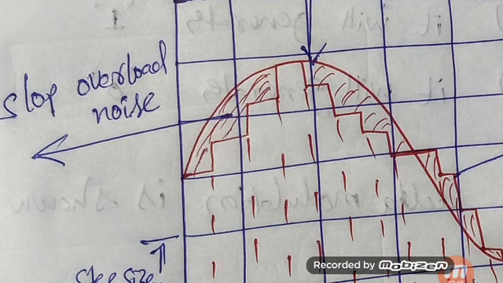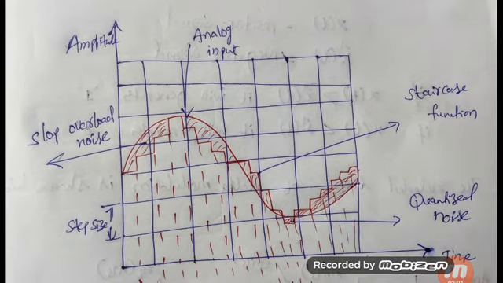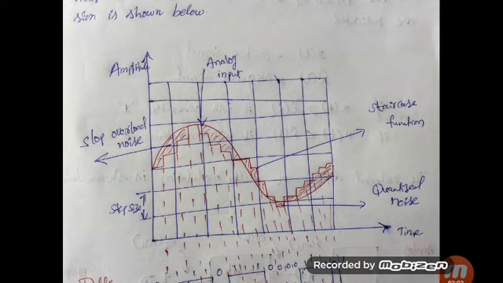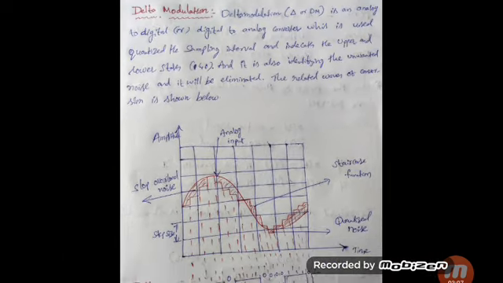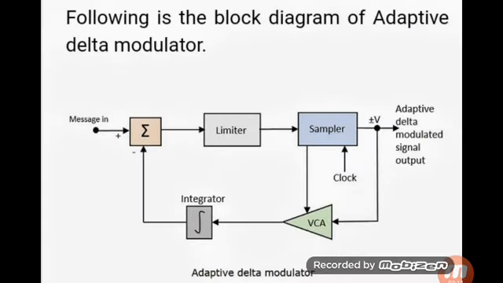That means in the conversion process some noise is added, which is ignored or eliminated by using delta modulation. In some cases the signals are not purely converted from analog to digital. In that situation we use adaptive delta modulation.